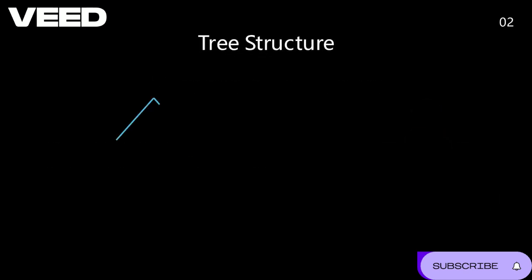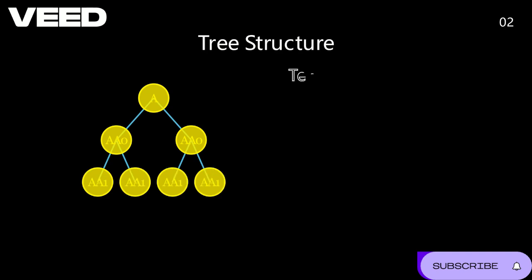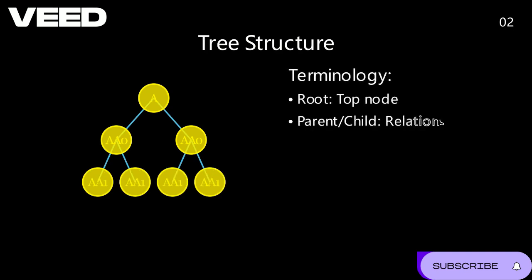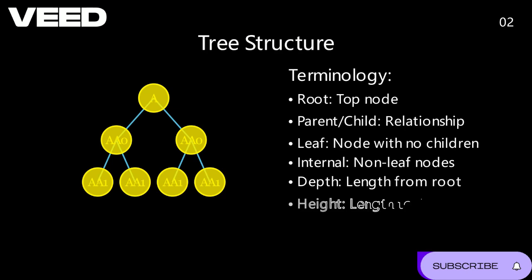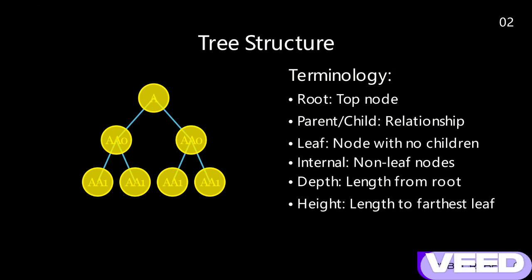Let's understand the structure and terminology of binary trees. The topmost node is called the root. Nodes are connected in a parent-child relationship. Nodes with no children are called leaves, while nodes with at least one child are internal nodes.